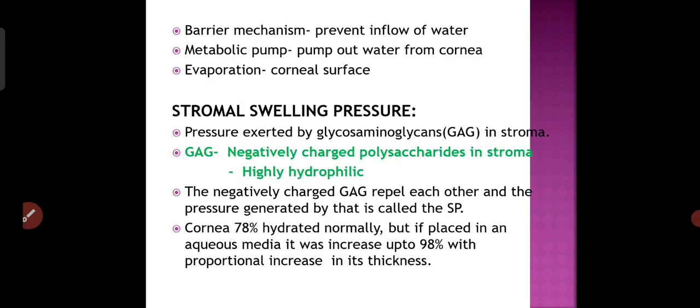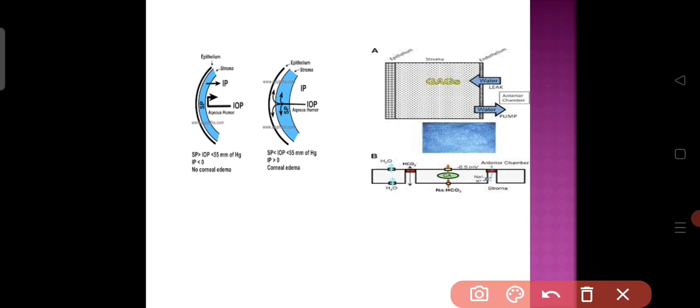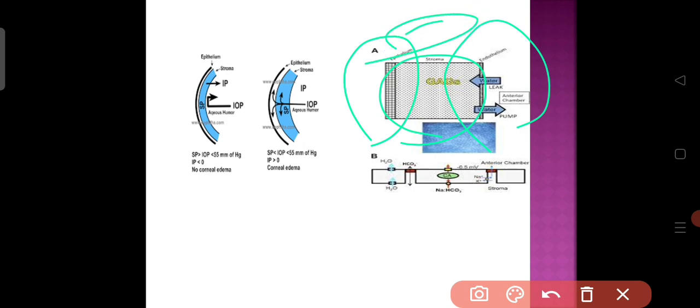Here, as you can see, this is the epithelium, this is the endothelium, and this middle portion is the stroma, which contains the negatively charged GAGs. These are very highly hydrophilic as we discussed, and hence they attract the water molecules. The endothelium has very tiny leaks and hence acts in the pump mechanism. It allows the water inside the stroma, which is attracted by negatively charged GAGs, to be passed on to the epithelium. Then it moves on to the tear film layer and finally gets evaporated.